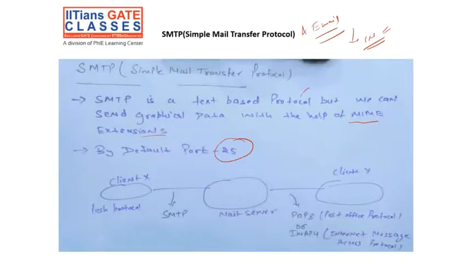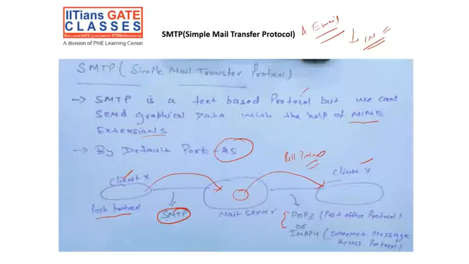Now see how we communicate. Let's say I am client X and you are client Y. We use a push protocol, which means the SMTP protocol. We use SMTP to send the mail to the mail server first of all. Done. Now if you want to receive mail from the mail server to the client, we use a pull protocol. These protocols are POP3 and IMAP4. These two are pull protocols.